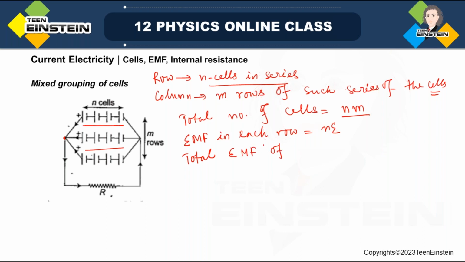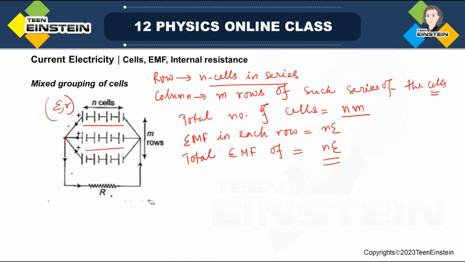I forgot to tell you, each cell has the same EMF E and internal resistance r. The total EMF will be N E, because, as I have told you, if there are identical cells, say 3 cells, all having the same EMF and connected in parallel, then the EMF of the combination will be the EMF of a single one. So I get total EMF N into E.